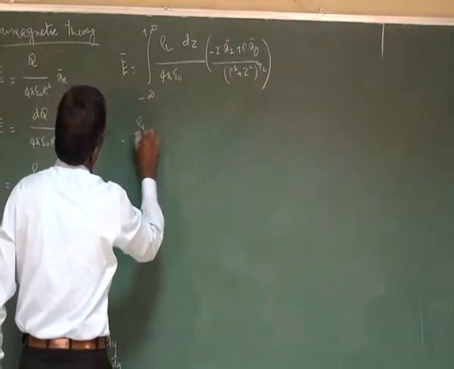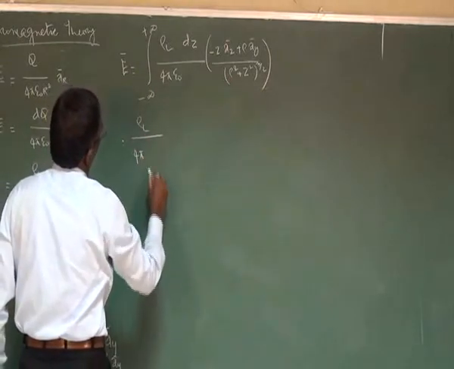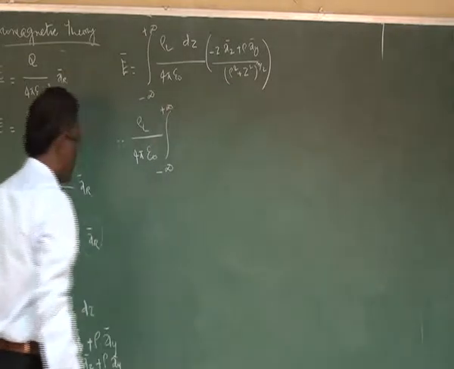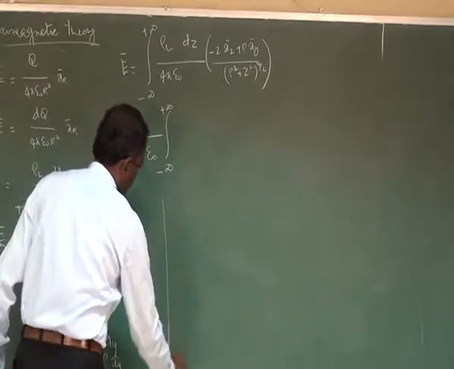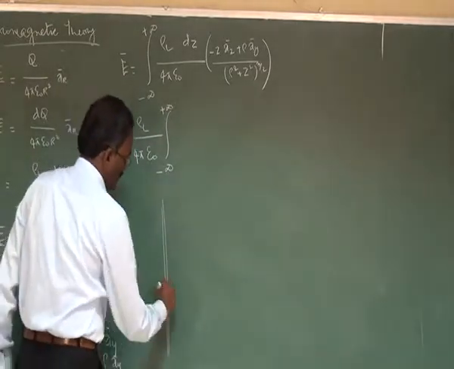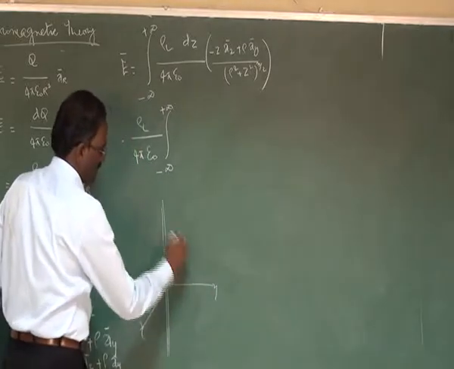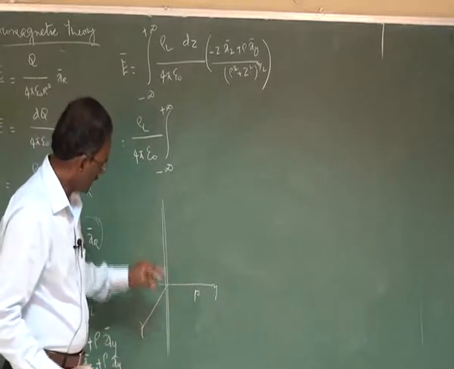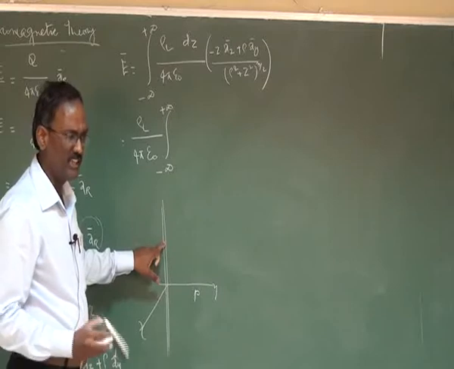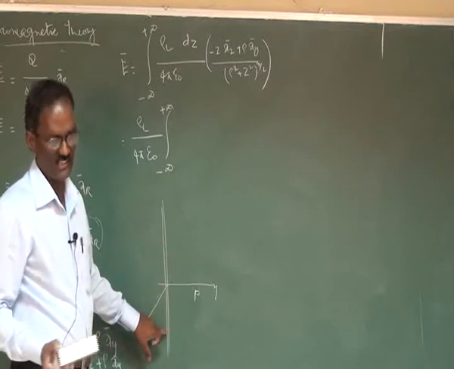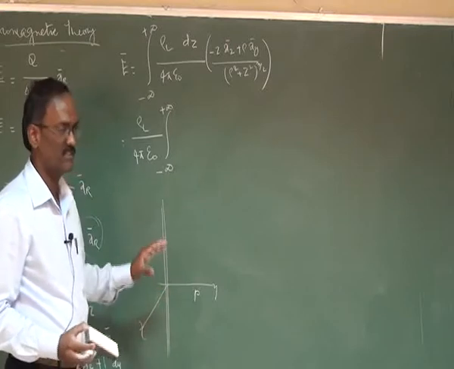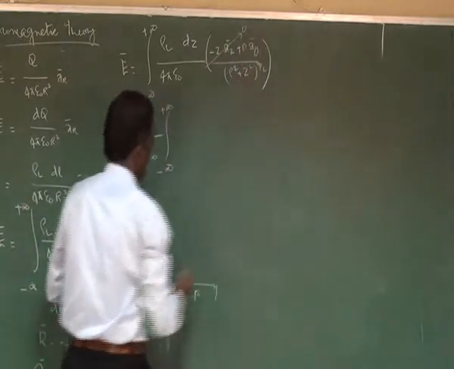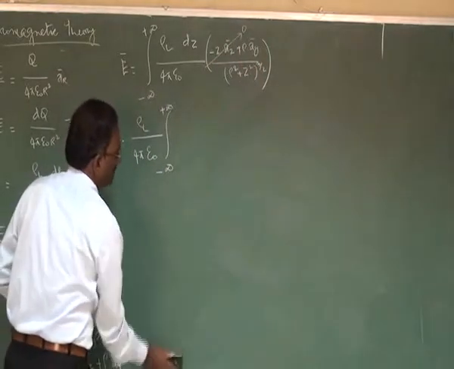These are constants, they could be brought in front: rho L divided by 4 pi epsilon O, integrated from minus infinity to plus infinity. Due to the symmetry of the z axis, this is a charged conductor, this is your y line and this is x line, this is the point where you are calculating the E value. For every point on the z axis, there is one equal and opposite point on the minus z axis. So both the points work together and they cancel themselves, so the minus z az term will become 0.